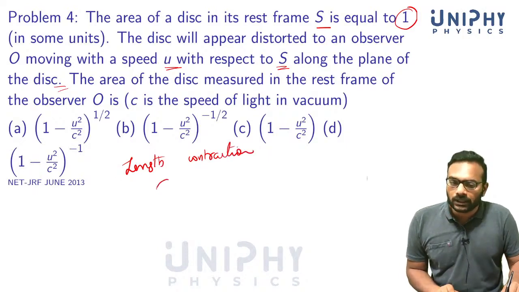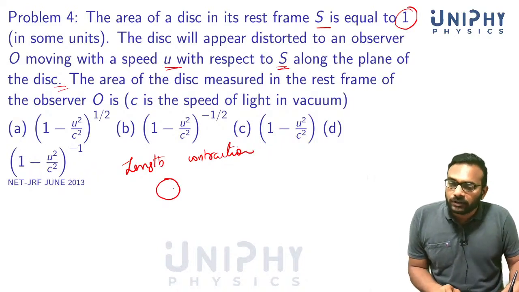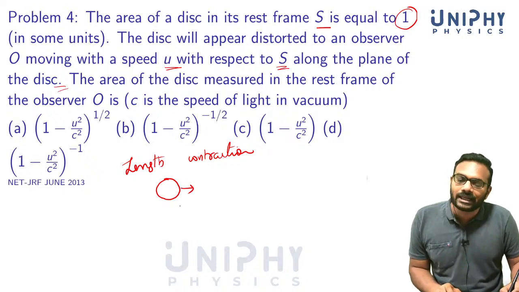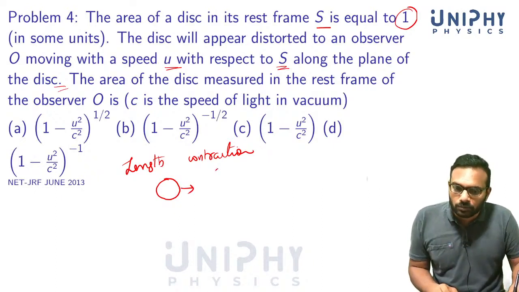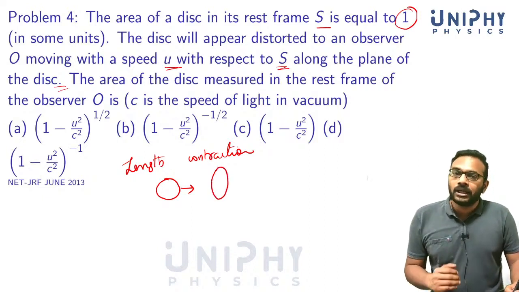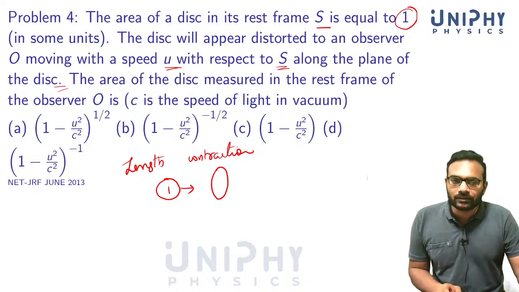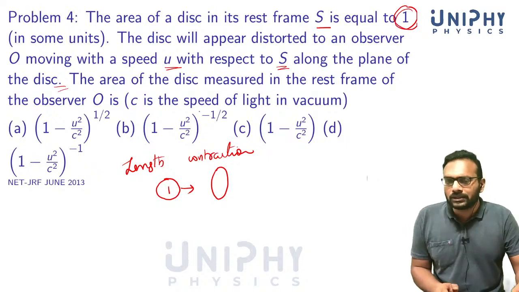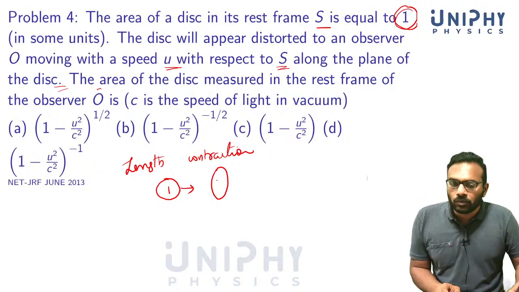So if you are looking at a perfectly circular disk which is at rest, it's perfectly circular, fine. But if it is moving, suppose it's moving in this direction, then this length gets contracted. If you are looking at a moving disk which is moving like this, then instead of a circle you have an ellipse. The area of the circle is given as 1 in this reference frame, in some units. So what's the new area of the disk measured by the observer?